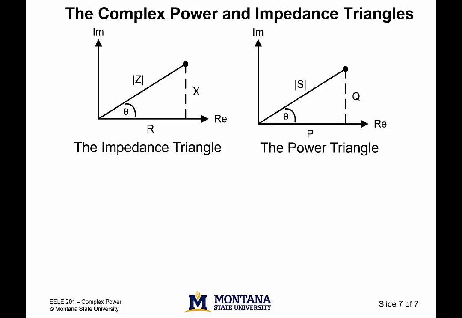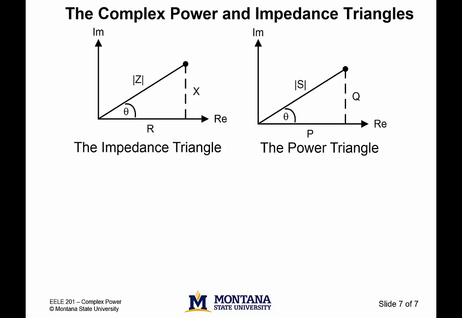Shown here are the so-called impedance and power triangles, simply plots of the impedance and complex power on the complex plane. Visually, we see how the average power P is related to the real part of the impedance R, and how the reactive power is related to the imaginary part of the impedance. As we have noted several times now, the complex power shares the same angle as the corresponding impedance.